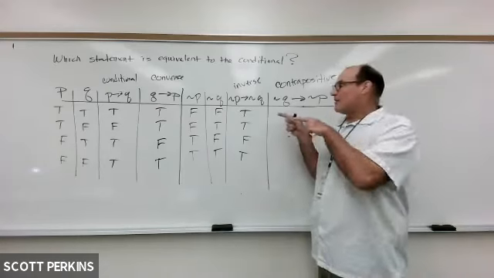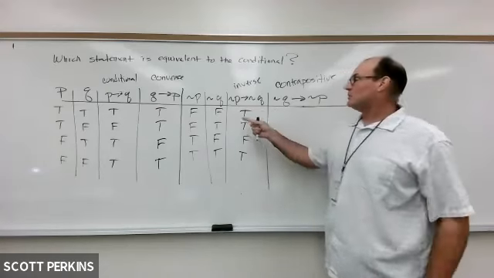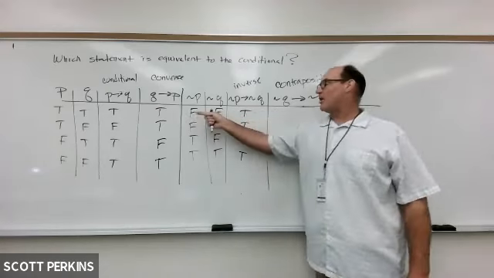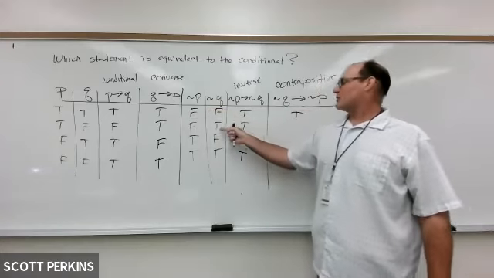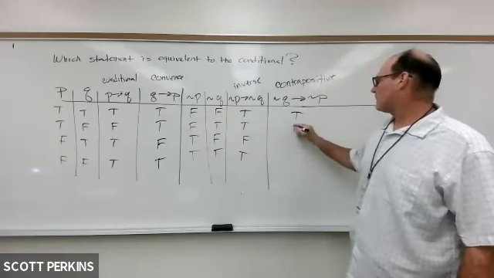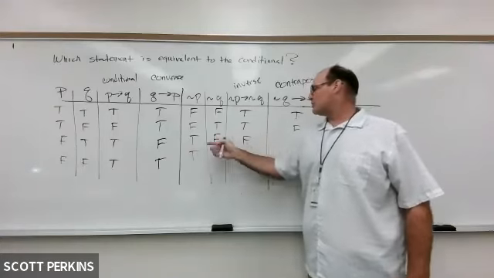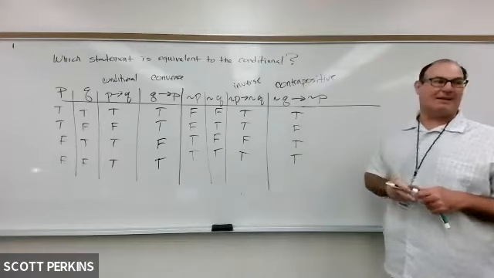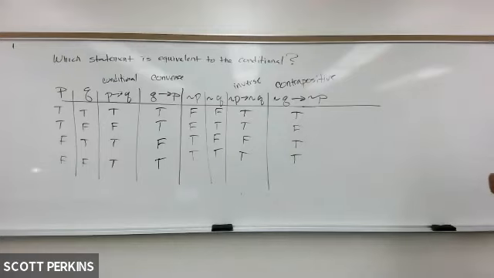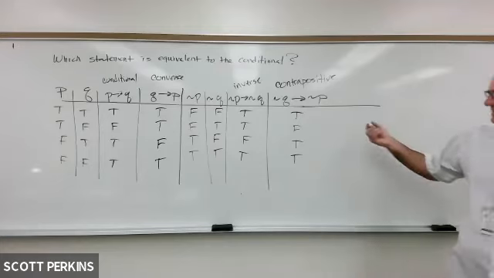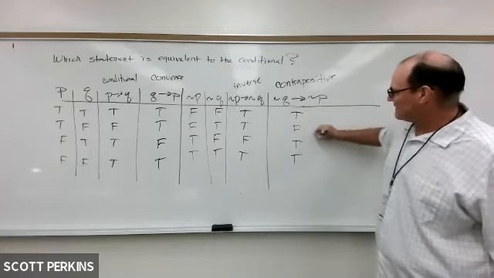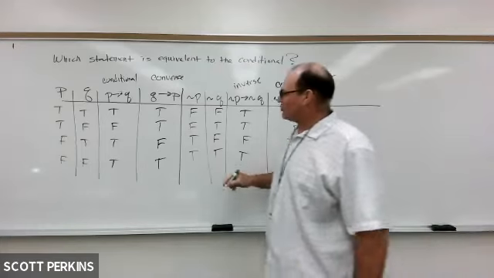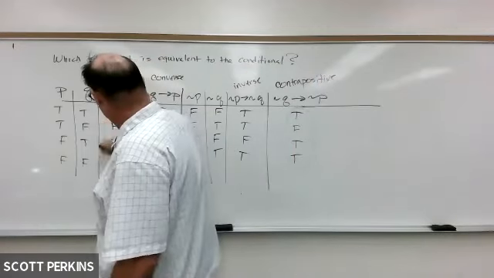On my columns now, I'm going backwards from the squiggly P, squiggly Q. So I've got false, then false. I've got true, then false. False, then true. And then true, then true. All right, at long last, is the contrapositive equivalent to the conditional statement? Yes. So notice we've got the same order of trues and falses.